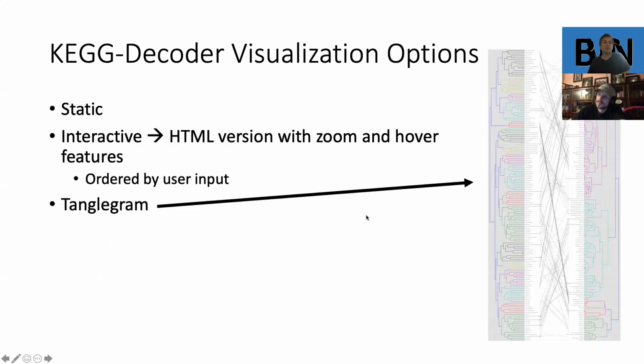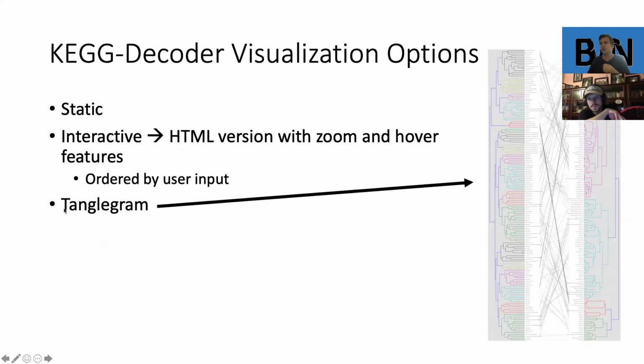And so there's a number of different visualization options. There's the one that we just saw, which is the static option, which just generates a heat map that you can use as a figure or make changes to. There's an interactive option, which will generate an HTML version where you can zoom or hover over features and it gives you a readout of a particular cell and which genome it belongs to.